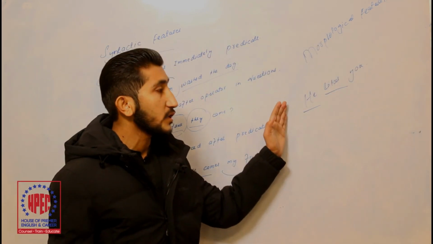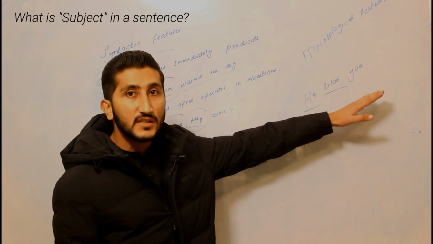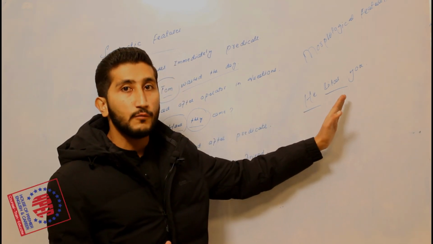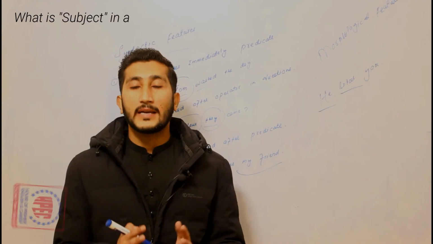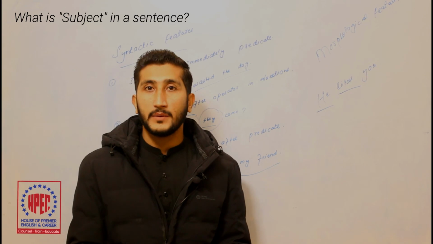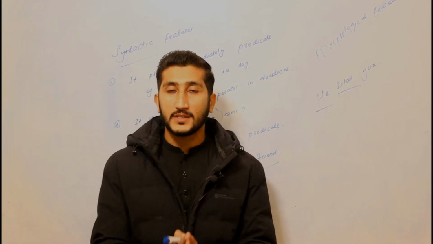Morphological feature means subject verb agreement. For example, he likes you. Likes is the verb which agrees with the third person pronoun. In the later part of the same video, I'll be explaining different types of sentences and constituents which can be used as subject.